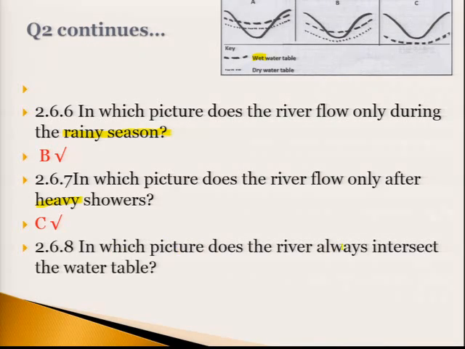2.6.8. In which picture does the river always intersect with the water table? We say A. If you check, I think it's 2.6.5 or 2.6.4, we had the same question there.